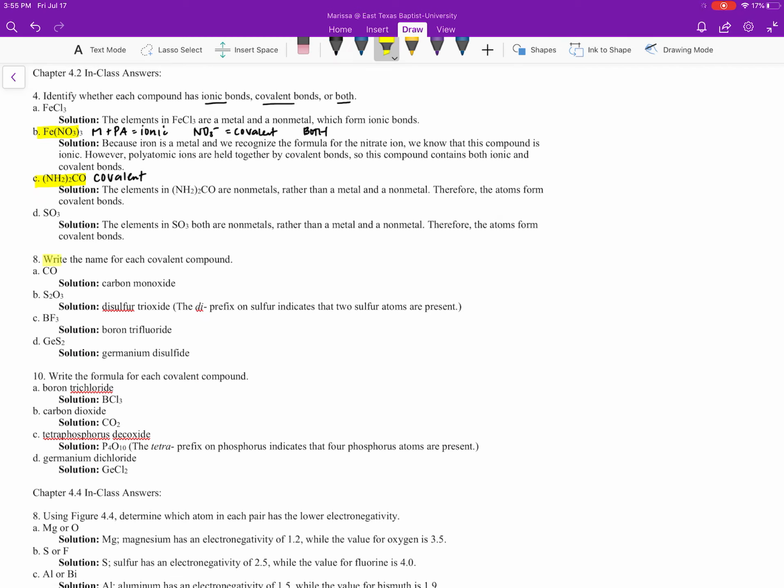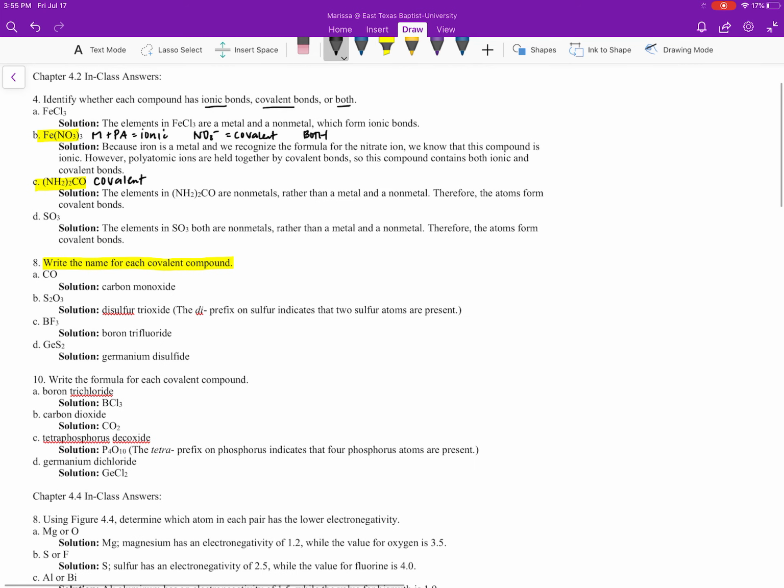The next question says to write the name for each covalent compound. So we need to follow the rules that are provided in the reading. In this case, we're always going to name the first element, which is carbon. And then when appropriate, we're going to use a prefix that matches the number of the suffix. In this case, there's one oxygen, so this is going to be carbon monoxide. Now, there is an important rule here because the prefix for one is actually mono, but we're not going to put two O's next to each other. So it's not monooxide, it's going to be monoxide.